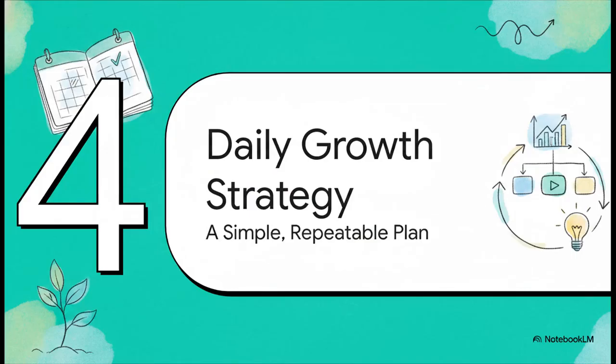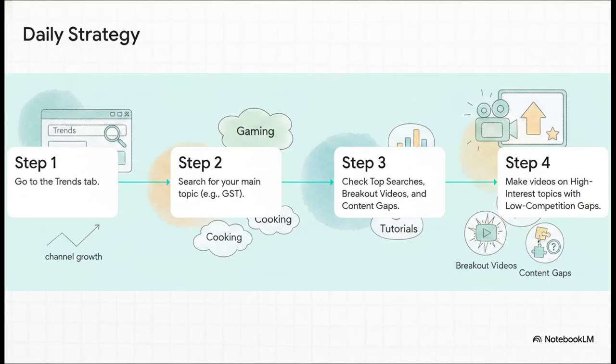So this all sounds great in theory, but how do you actually put it into practice without getting totally overwhelmed? Well, the good news is there's a simple, repeatable plan you can use every single day. It's really just a simple 4-step routine. 1. Open up the Trends tab. 2. Search for your channel's main topic. 3. Analyze those signals. See what people are searching for, what's trending, and most importantly, where those content gaps are. And then 4, you go make a video that directly targets a high-interest topic with a nice, low-competition gap.